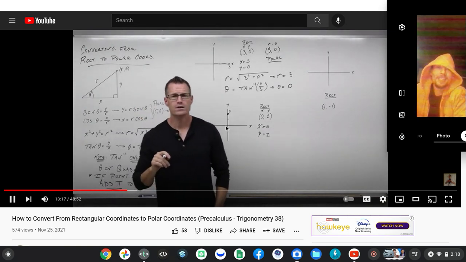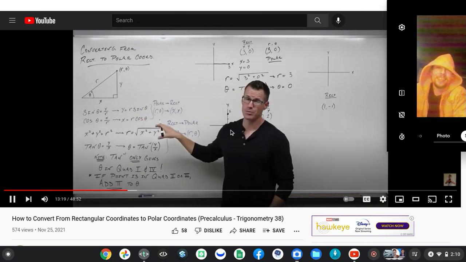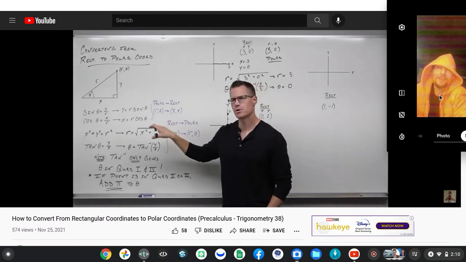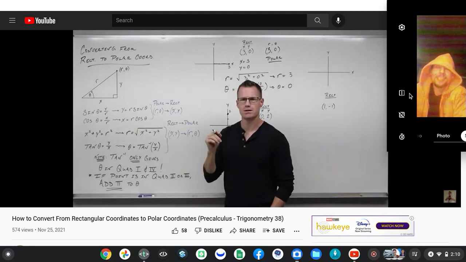There, we can always find R very nicely and pretty easily. There's never an ambiguity with R. All you got to do is take the square root of X squared plus Y squared.